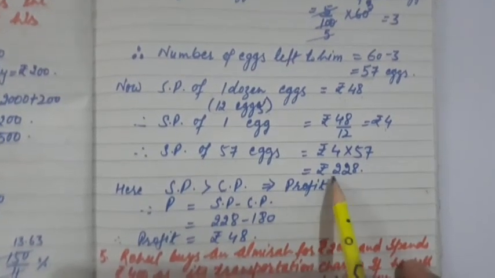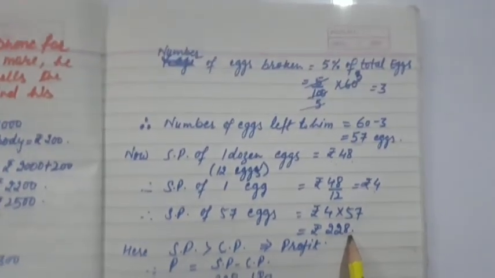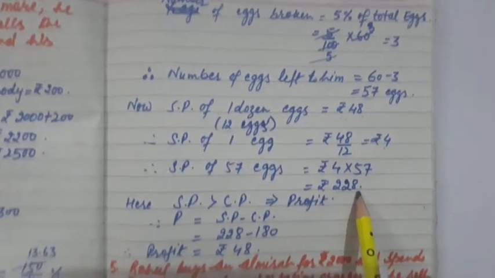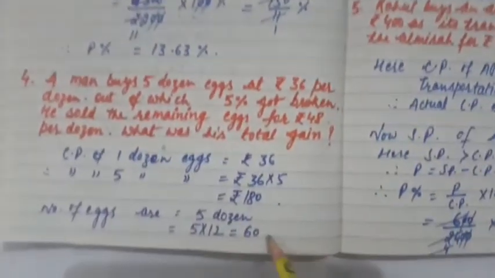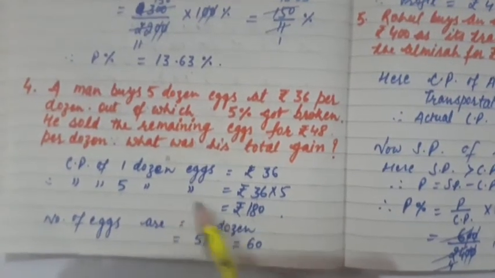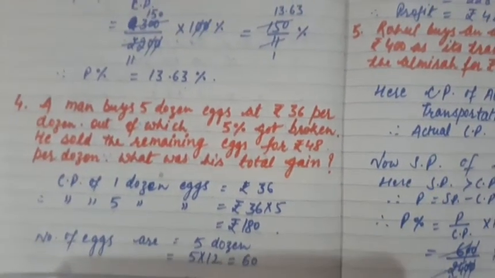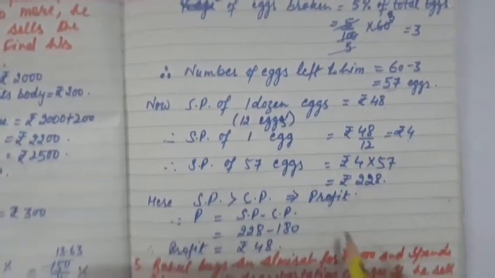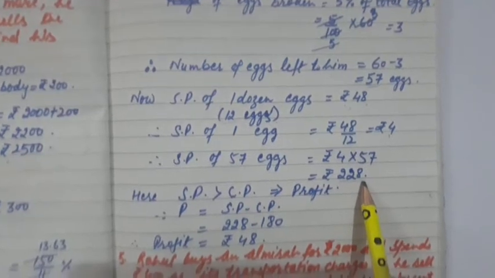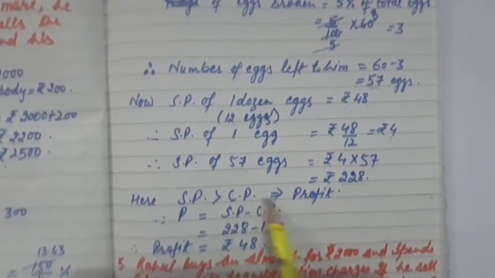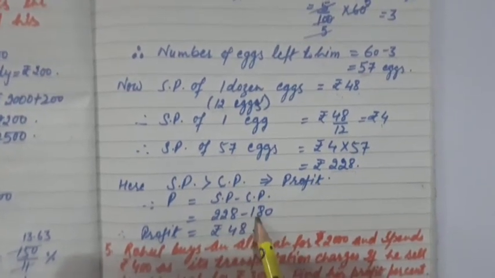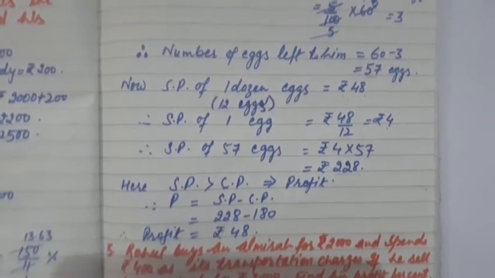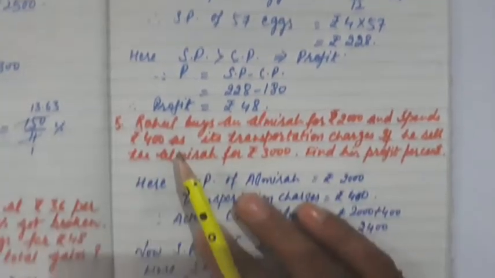Now the SP of the remaining eggs is 228, and the CP of all the eggs, that is 5 dozen eggs or 60 eggs, is 180. So in this case we have to see whether there is profit or loss. 228 is greater than 180, so he has a profit. Therefore the profit is equal to SP minus CP, which is 228 minus 180, and it is equal to 48. Rupees 48 is the profit.